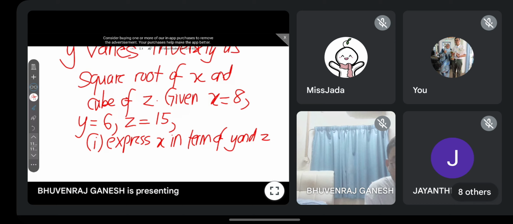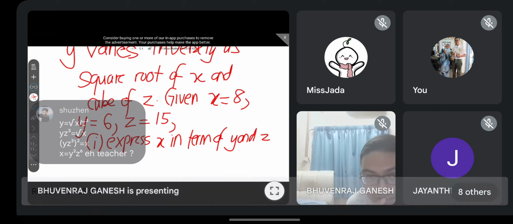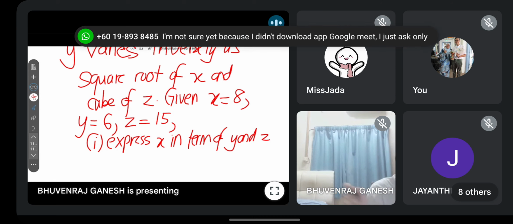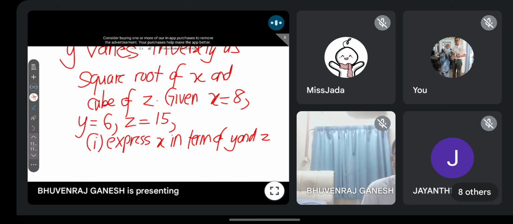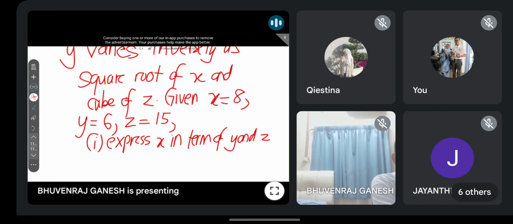Okay guys, anyone dah dapat jawapan? Y equals wrong. Guys, this question got no direct variation, it's inverse variation, fungsi songsang. When you have inverse variation, everything at the bottom of the fraction. Bahagi something. Nilai dia akan besar.